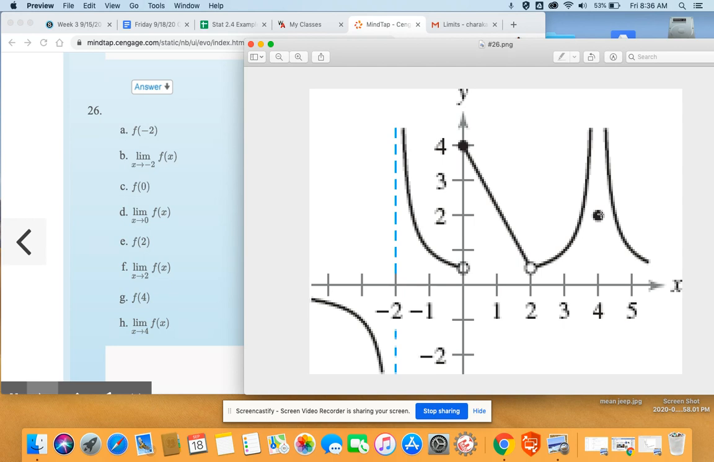And finally, the limit as x approaches 4. Again, we trace from the left. We're moving up infinitely. From the right, we're moving up infinitely. This is unbounded behavior. While there isn't a vertical asymptote here because the point exists, it's still unbounded behavior. It will continue to grow infinitely. Our answer to letter H will be does not exist.